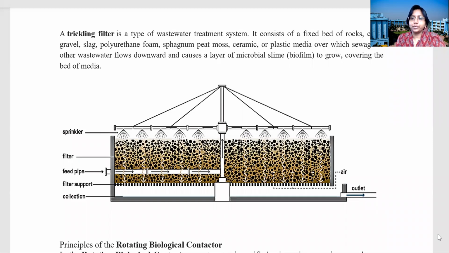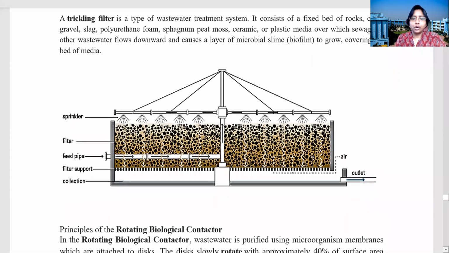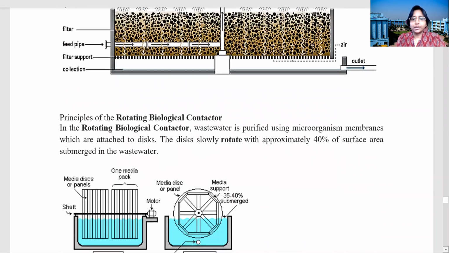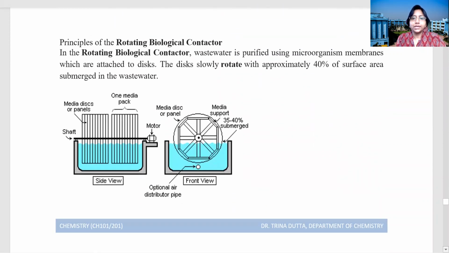Another method we can also use is called the rotating biological contactor. In the rotating biological contactor, there is a rotating disc. You can see the wastewater is here in a tank, and the rotating disc contains the microorganisms. So what is the advantage here? When this disc is dipped into the wastewater, the decomposition takes place, but when it moves in the upward direction.